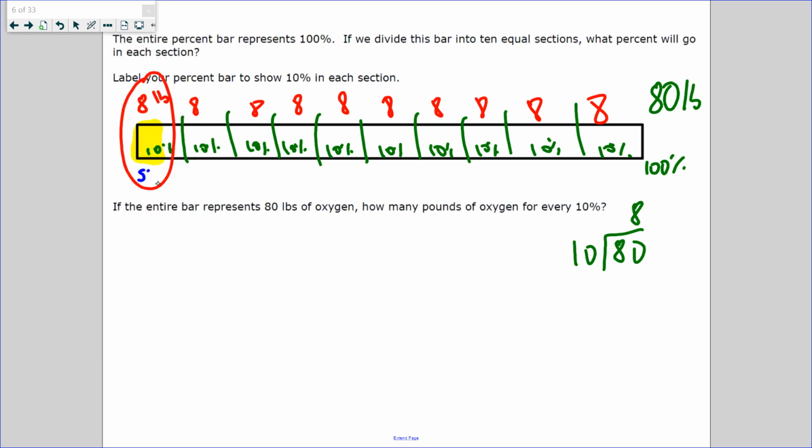compared to 10%? Isn't it half, or divide by 2? So what would that be? That would be 4 pounds.